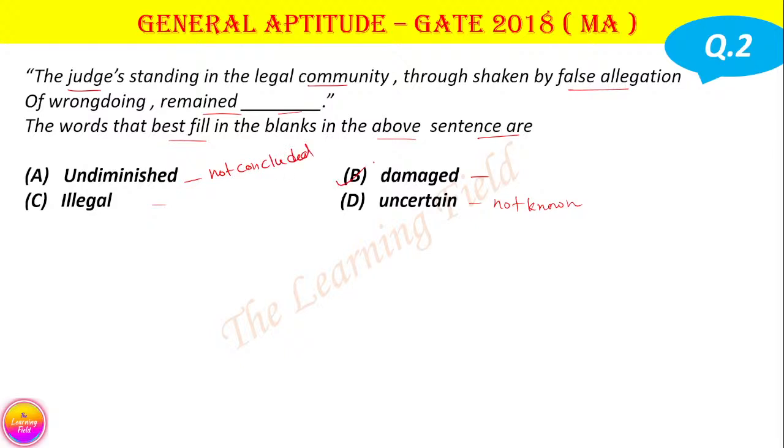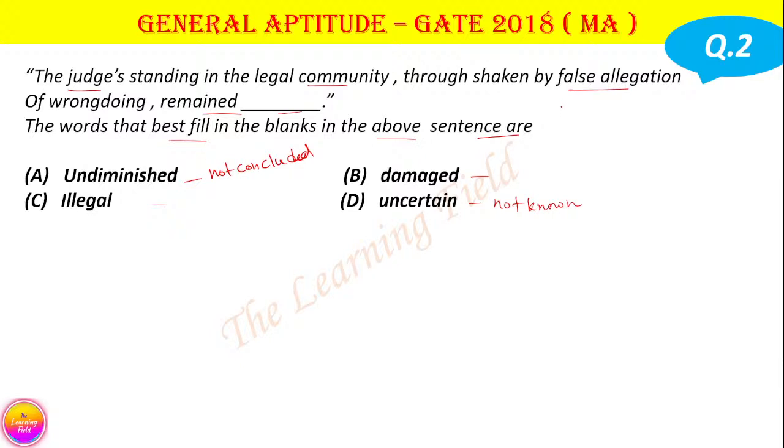And you all know the meaning of damage and illegal, okay, so these two words. Now the question says: the judge standing in the legal community through second, by false allegation of wrongdoing, remained dash.